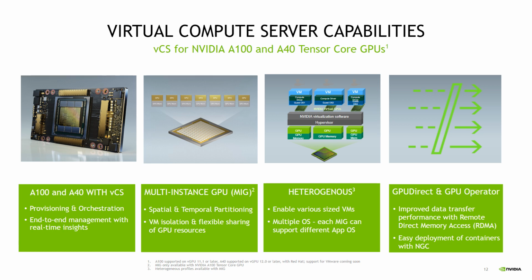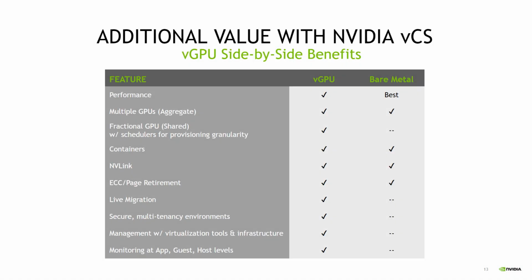We also have GPU Direct and GPU Operator. Improved data transfer performance with remote direct memory access. Support for the GPU Operator with vGPU enables the ability to easily deploy NGC containers and scripts in VMs. Now let's take a look at the benefits of NVIDIA Virtual Compute Server. The table shown here gives a side-by-side comparison of running compute workloads with NVIDIA vGPU versus bare metal on the same physical GPU. For the best and maximum performance, running workloads in bare metal provides the best solution.